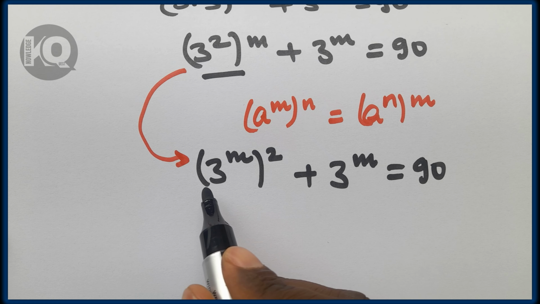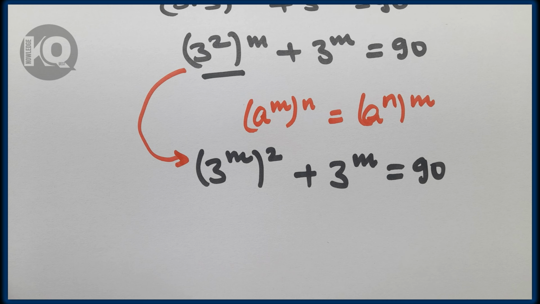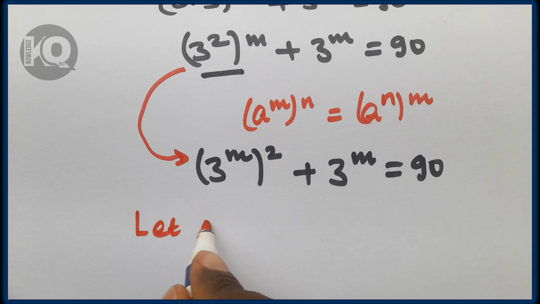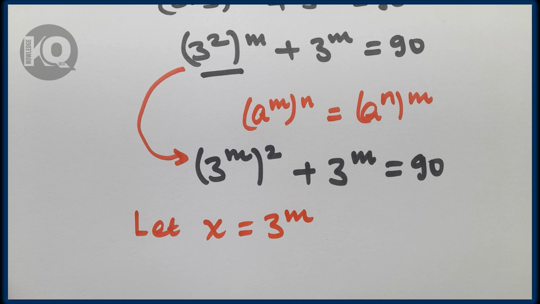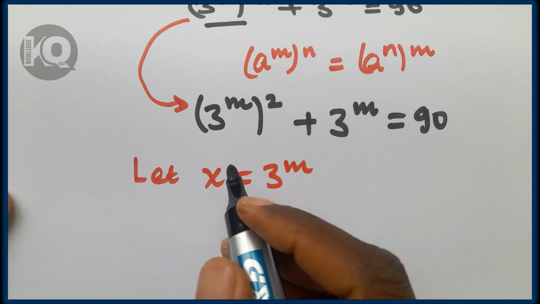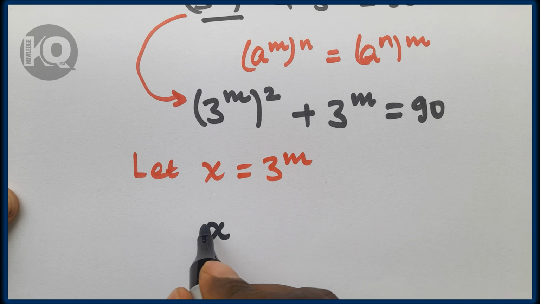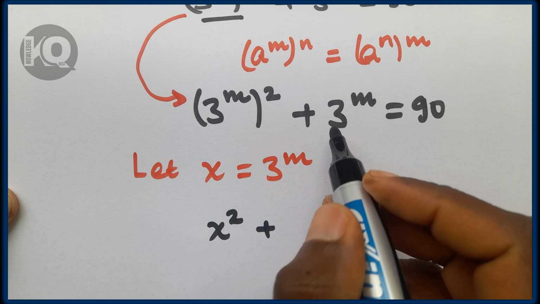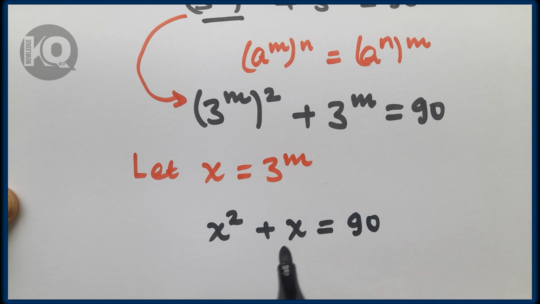So for this equation we can use substitution. So let x be equal to 3 to the power of m. So let's substitute x in place of 3 to the power of m into this equation. So it will be x squared plus x, which is equal to 90.